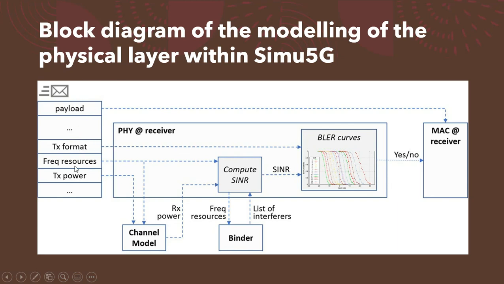payloads, TX format, frequency sources, TX channel model, and different computed SINR, RX channel model, RX power, frequencies, resources to the binders, then list of interfaces to the SNR, and BLER curves we have, to the MAC receiver throughout the modeling of the physical layer of the simulator 5G.